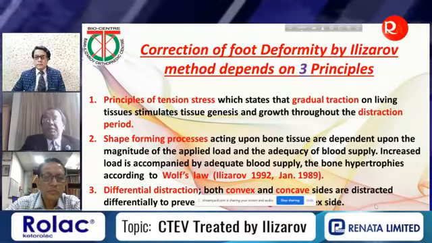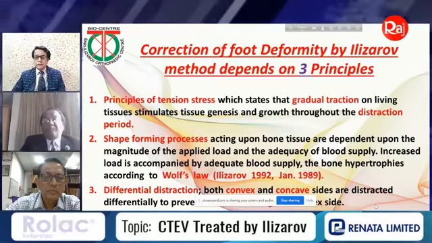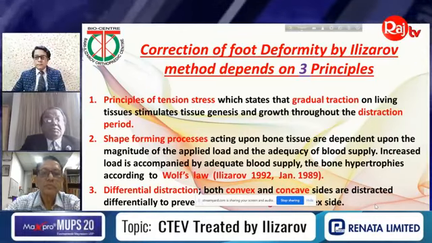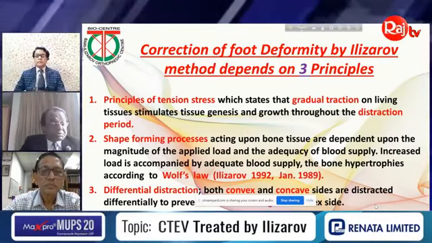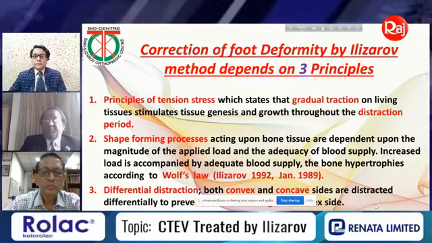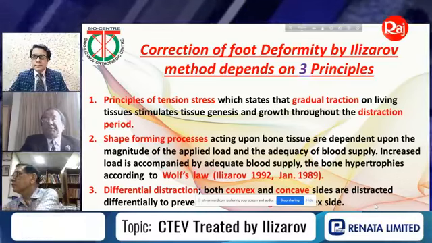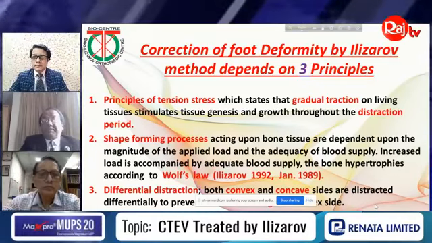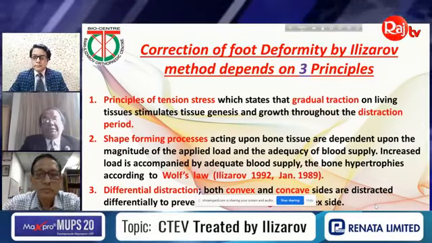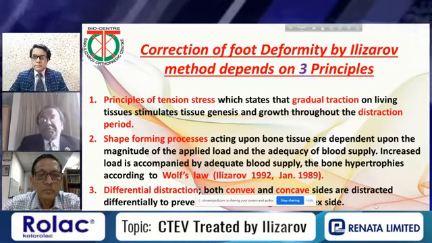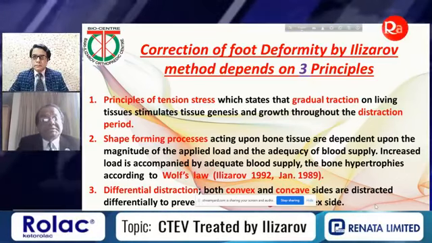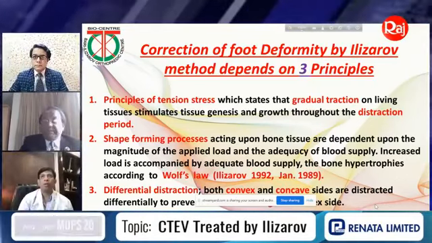And if you think about the Ilizarov treatment, we must follow the three principles. Principle number one, which was given by our professor Ilizarov, is the law of tension and stress. Slow and steady traction on a living tissue creates a stress that is metabolically activated and that gives histogenesis, or you can say tissue genesis.